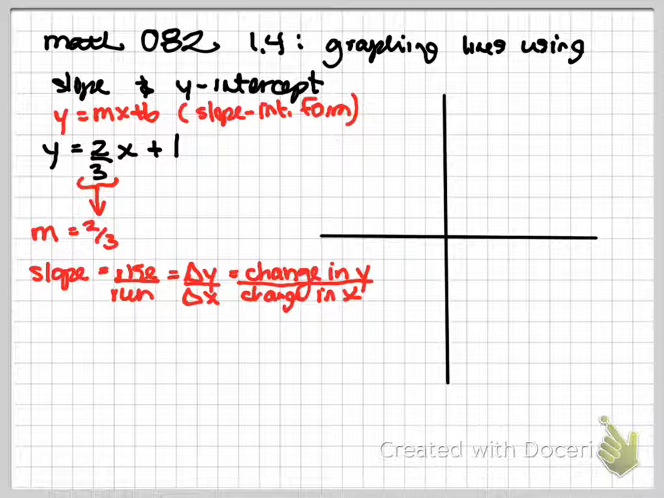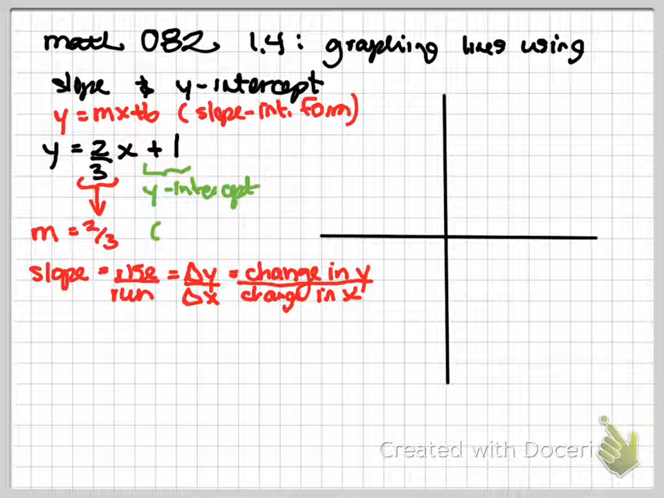The second piece of information we have here is this +1, and that +1 actually tells us our y-intercept. You might recall from a previous video that the y-intercept is actually an ordered pair. Where it crosses the y-axis is at x equals 0, y equals 1.